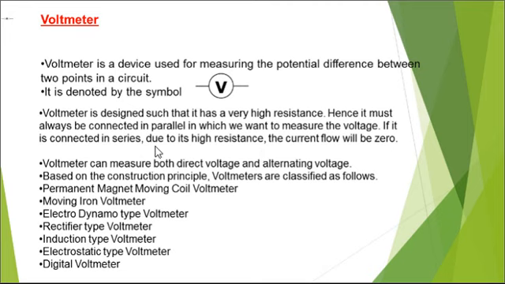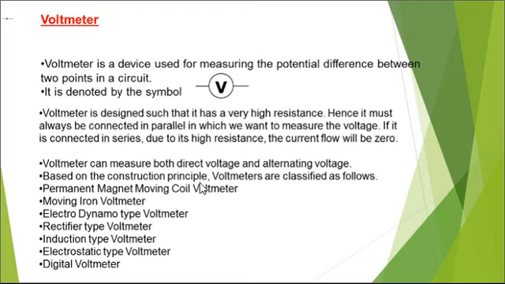If we connect a voltmeter in series, the current flow will be zero. That's why a voltmeter is always connected in parallel and an ammeter is always connected in series. So the voltmeter has very high resistance and is connected in parallel only, and it can measure both direct voltage as well as alternating voltage.